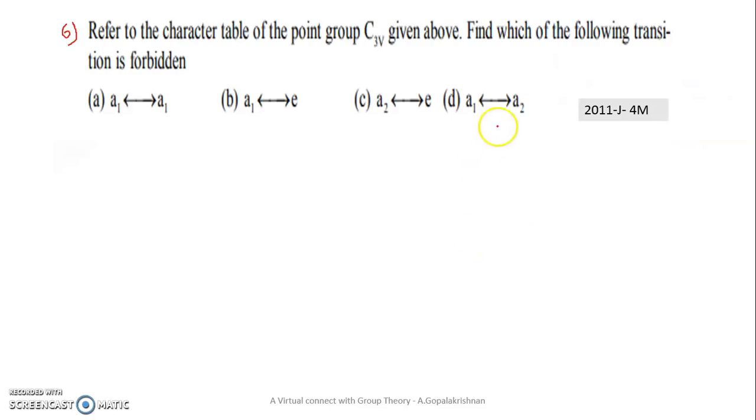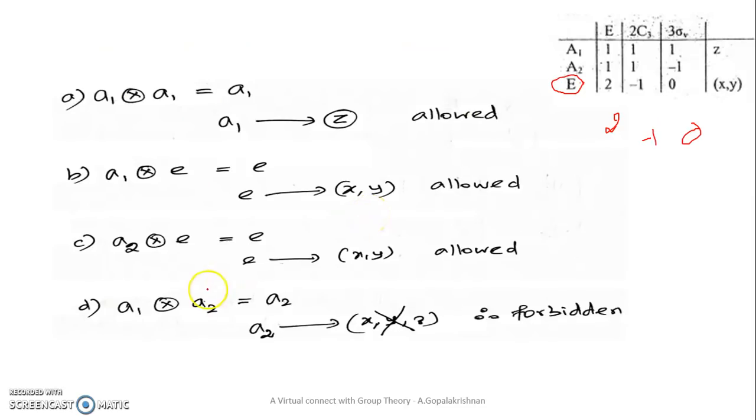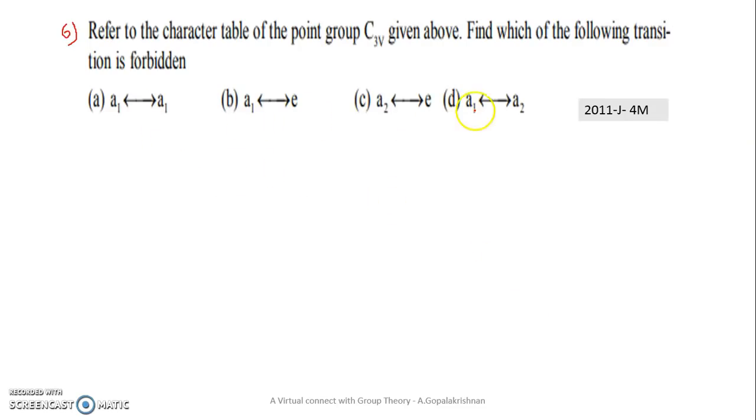Okay. Now we are left with only one option. What is that? D. So A1 to A2 transition is given here. Okay. So initial state is A1, final state is A2. Multiply A1 and A2. Since A1 is totally symmetric, if you multiply with A2, you will get A2 as the result. Now along A2, see the character table, in the third column we don't have X or Y or Z here. If X, Y, Z are absent, then that transition is a forbidden transition. So among these options, the option D, this A1 to A2 transition, is a forbidden transition.